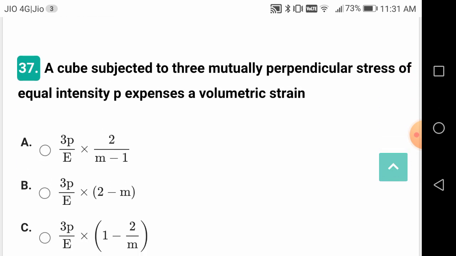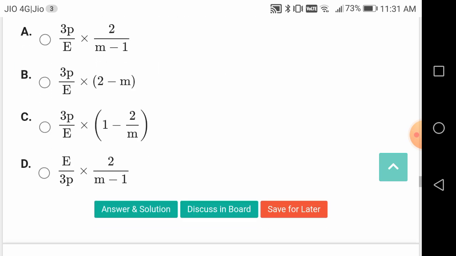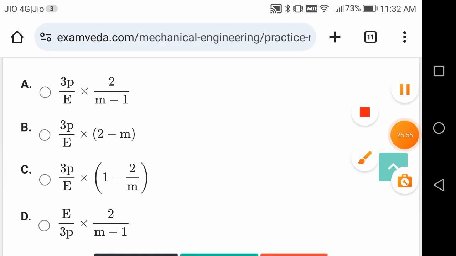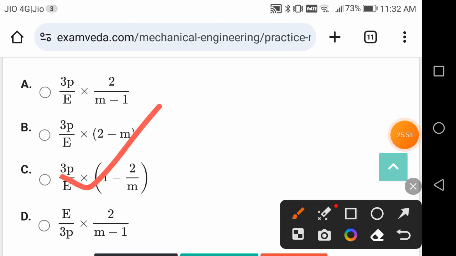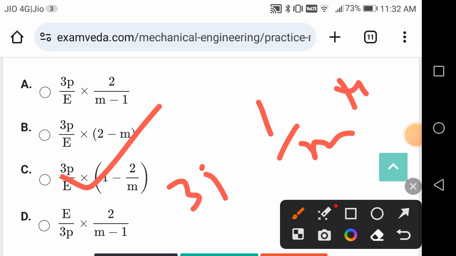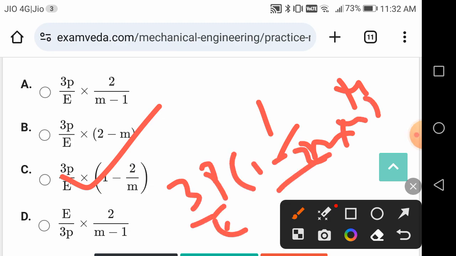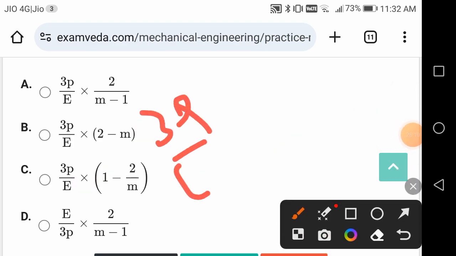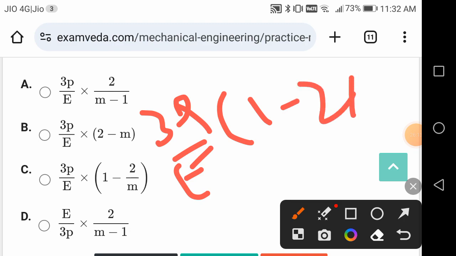A cube subjected to three mutual perpendicular stresses of equal intensity p experiences a volumetric strain given by the formula 3p by E into 1 minus 2 by m. So 1 by m, if you write mu, Poisson's ratio, it will be 3p by E into 1 minus 2 mu. Let me write it once again: 3p by E into 1 minus 2 mu. This is the Poisson's ratio.